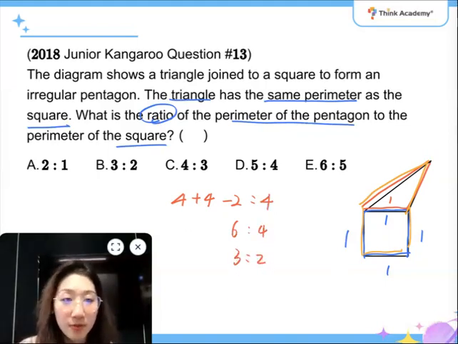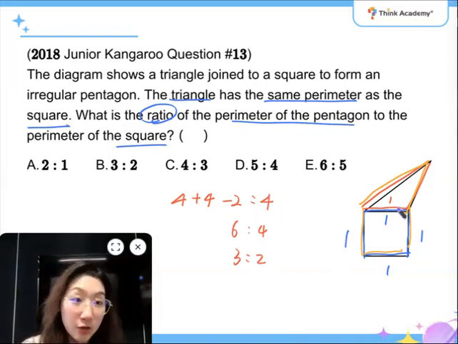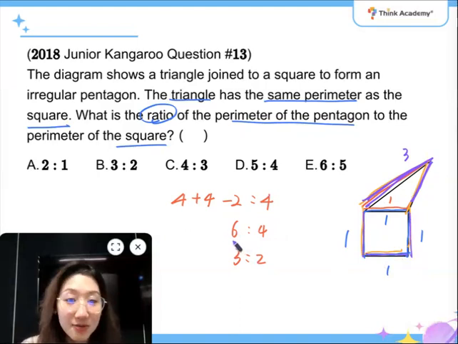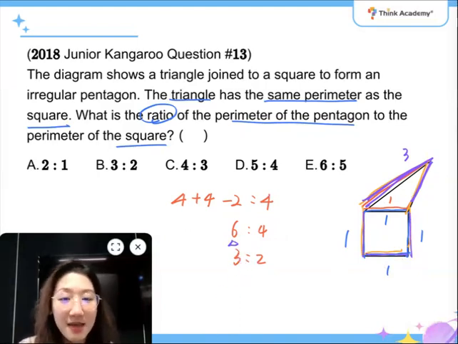So that's one approach. The other approach is to think that for the triangle, the perimeter is also 4 in this case, and the bottom side is 1. That means the sum of these 2 sides is 3. If the sum of them is 3, then if you add 1, 2, 3, that will still give you 6. It's the same thing. Okay, but all in all for this question, the answer is B.